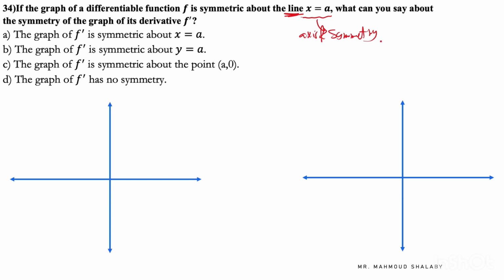Or a line of symmetry, right? Which means this is an even graph. This is an even graph. This is what you need to understand from here: if it's symmetric about a line, it will be an even function.